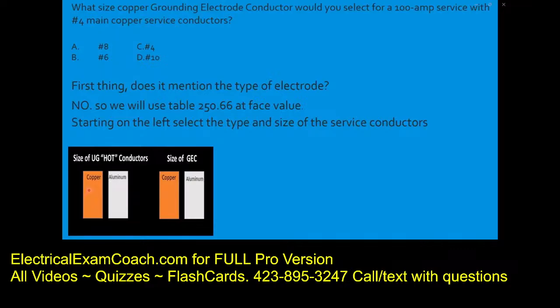Then what we're going to do is go to the right side and we're going to select the right type and size of the GEC. So when we cross over to the table, we have to look back at our question and it wants a copper grounding electrode conductor. So we go from copper to copper and we make our selection. So we come across, when we tee off, we find out that we're going to select a number 8. Great job.